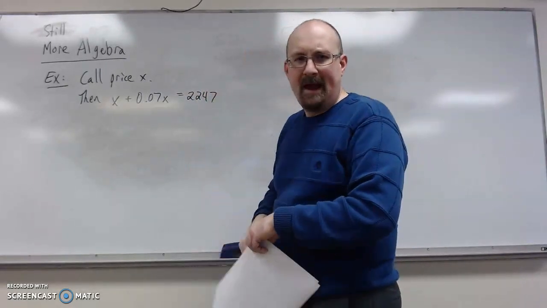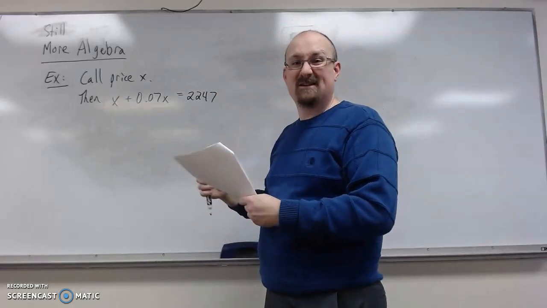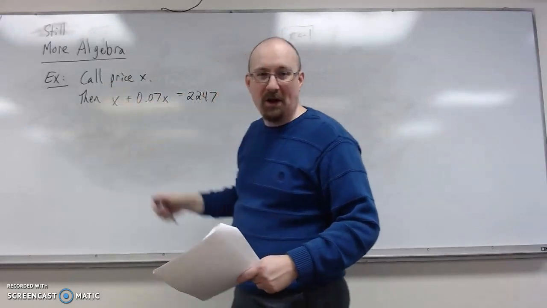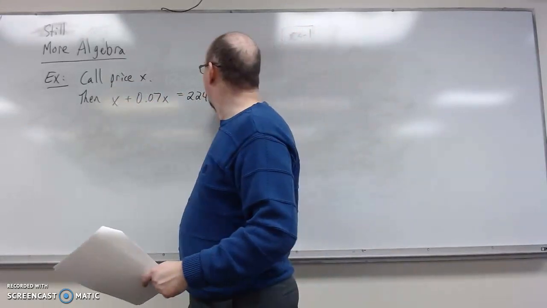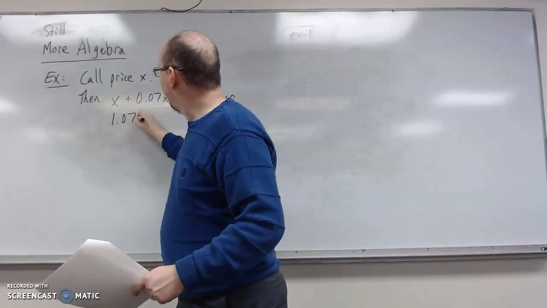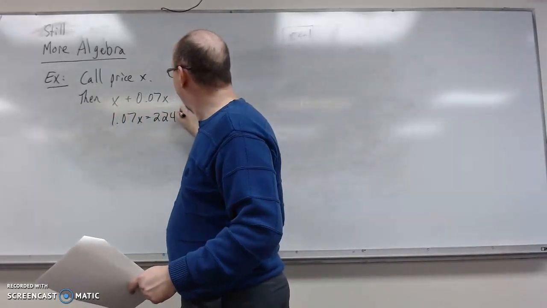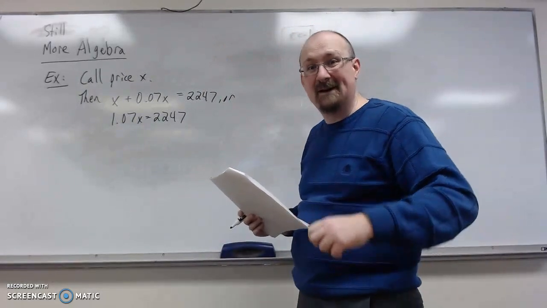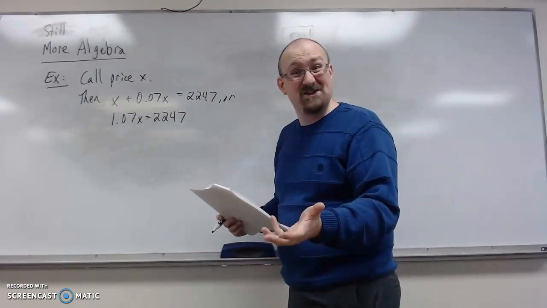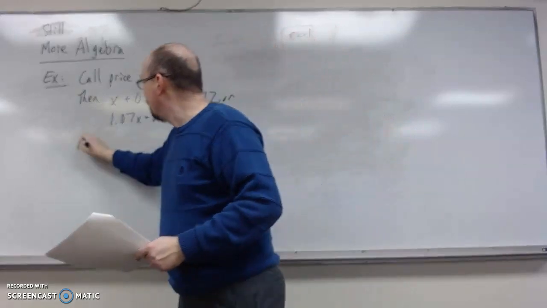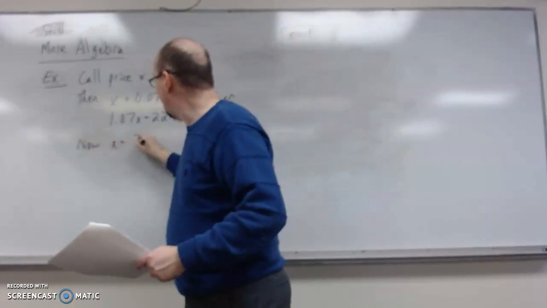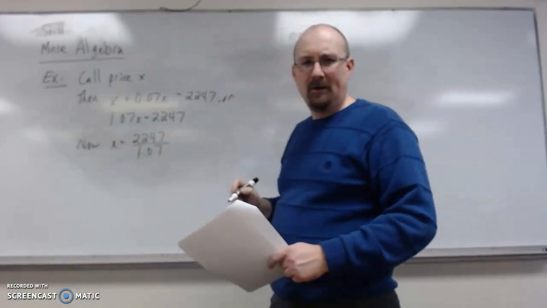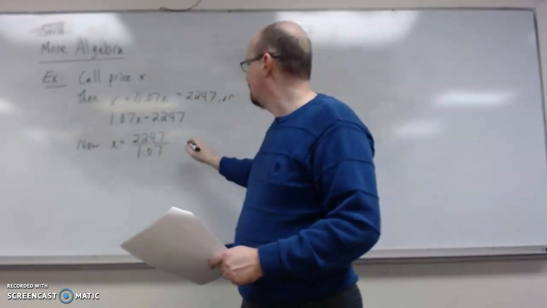All right, so x plus 0.07x is 2247. We can add those together. Remember, there's sort of an implied 1 in front of this x. So, all right, so now 1.07x is equal to 2247. To get x by itself, we do the division thing. We've been doing this a lot. So divide 2247 by 1.07.